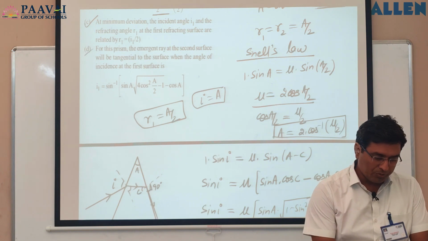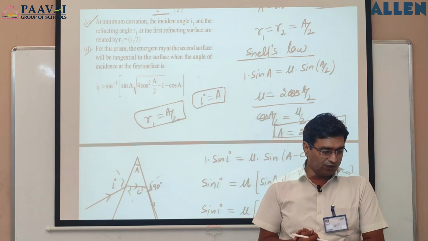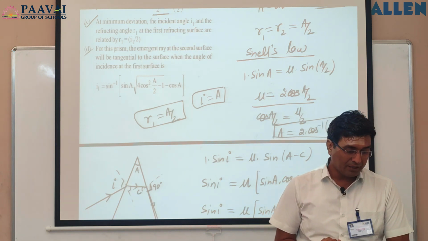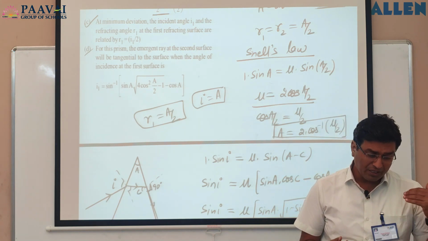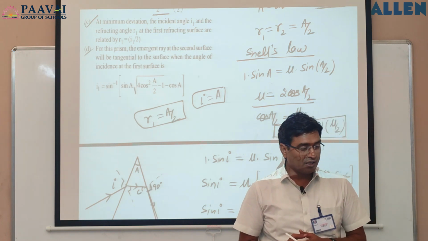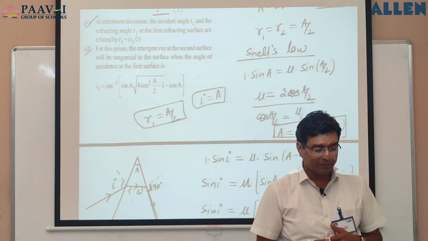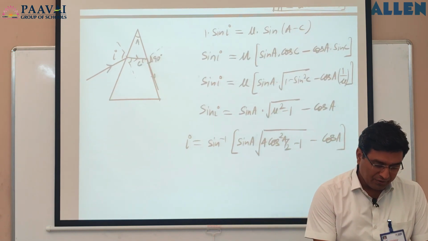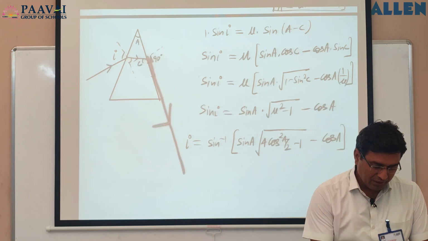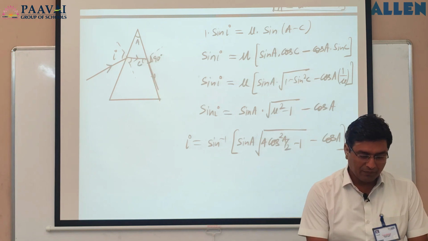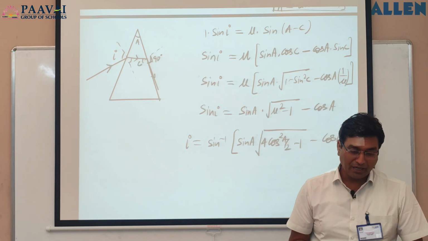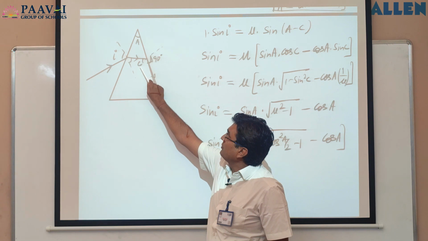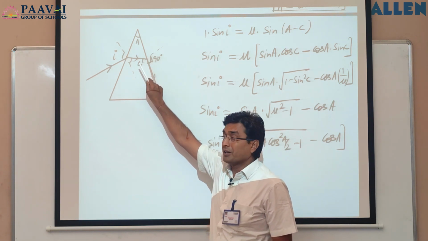Now, look at option D. It is given here that for this prism, the emergent ray at the second surface will be tangential to the surface when the angle of incidence at the first surface is this thing. Okay. So, I have drawn the diagram here. They are saying that our emergent ray is tangential to the second surface. If it is so, my angle of emergence will be 90 degree, this angle is 90 degree. Okay. So, if it is 90 degree, the angle of the second refraction here will be the critical angle C.